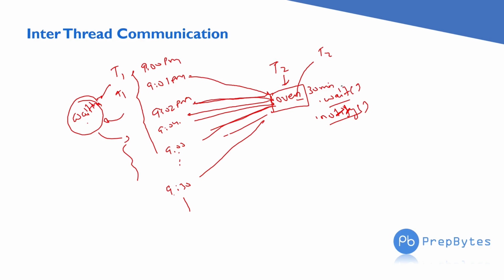T1 is saying to T2 that I will wait, just when the work is over, notify me. And T2 is saying, okay, I will notify you whenever the work is over. So this was a simple analogy to explain how inter-thread communication works using wait and notify, and there is one more method, notifyAll. If there are many threads to be notified, we use notifyAll. Correct? So let's begin now.